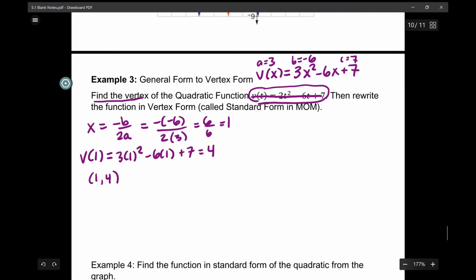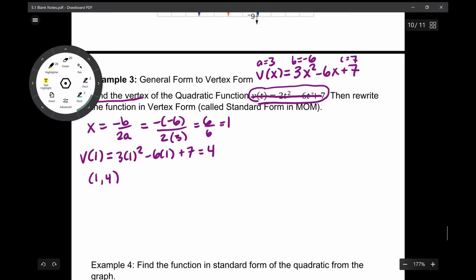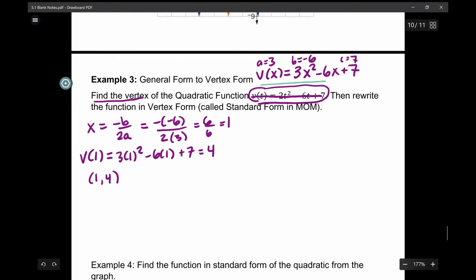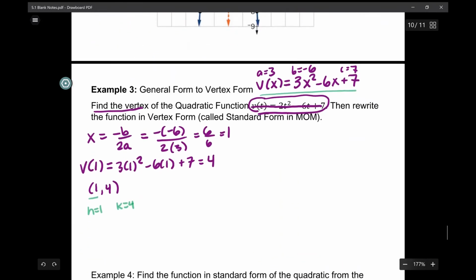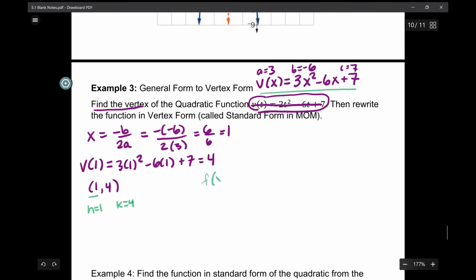So now how can I write this in vertex form? I have it up here in general form, and I want to write it in vertex form. Well, I know my h value is 1, and my k value is 4, right? So I'm going to plug it into, let's write the vertex form here, and then we'll plug everything in. So f of x equals a times (x minus h) squared plus k, right?